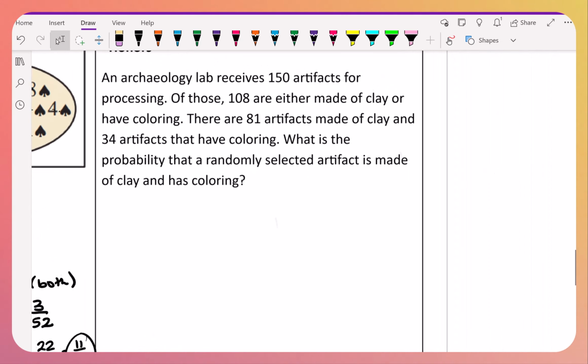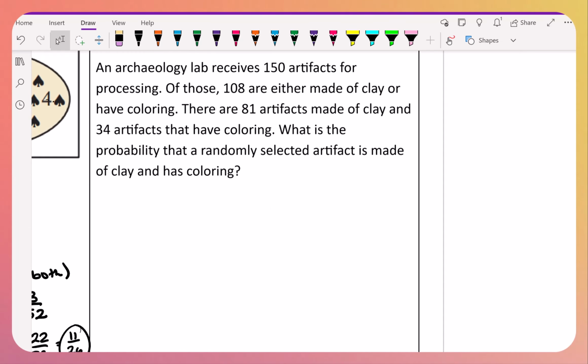Okay. So we've got an archaeology lab receives 150 artifacts for processing. So that's going to give us our total. Out of that total, 108 are either made of clay or have coloring. So I'm going to make a little note here. So clay or color is going to be 108 out of 150.